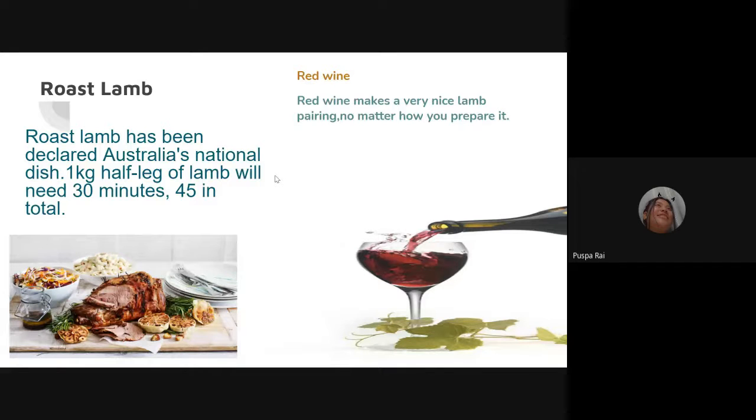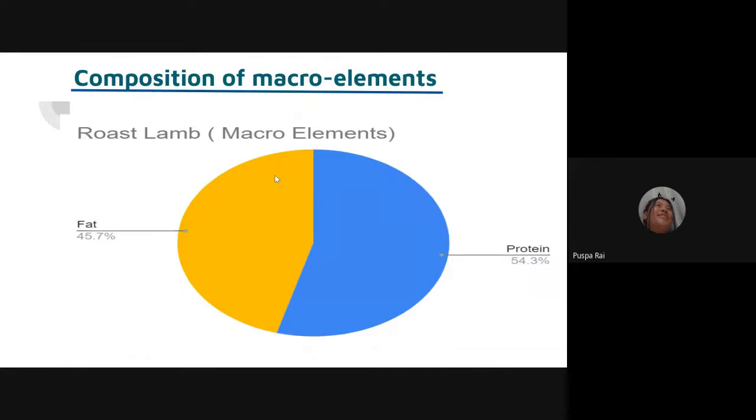This leg of lamb recipe will create the perfect holiday meal, tender and juicy. The roast lamb meat has so much flavor. Red wine makes a very nice lamb pair, no matter how you prepare it. Next slide. Composition of micro elements of roast lamb is fat 45.7%, protein 54.3%. Next.